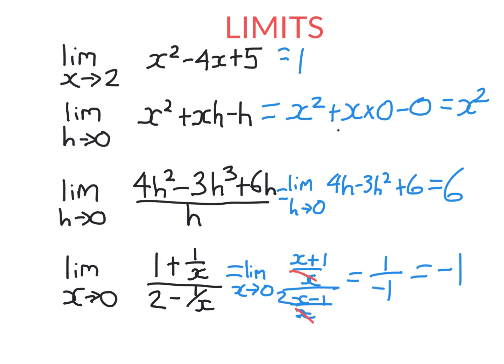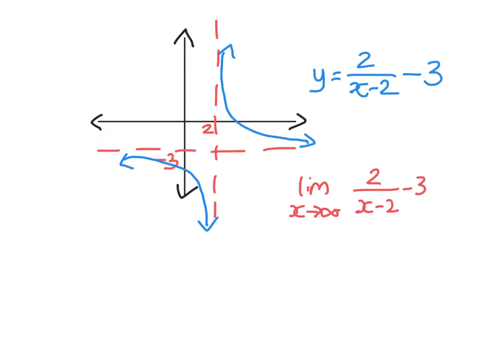All right, let's look at an example of where a graph can help us with limits. So here I have the graph of y equals 2 over x minus 2 minus 3. Let's look at the limit as x approaches infinity of this function. As x approaches infinity means what is happening to this function as x just gets larger and larger.